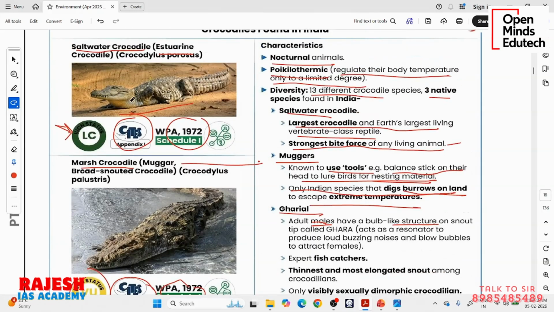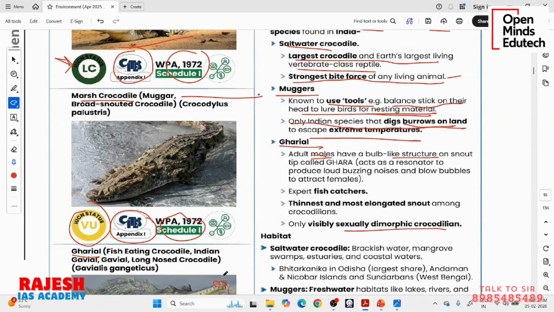You cannot differentiate male and female saltwater crocodiles by seeing them. The same goes for marsh or mugger crocodiles. But in gharials, if there is a bump on the snout, it is male. If it is not there, it is female. Adult males have this bulb-like structure on the snout called the ghara. It acts as a resonator to produce loud buzzing noises and blow bubbles to attract females.